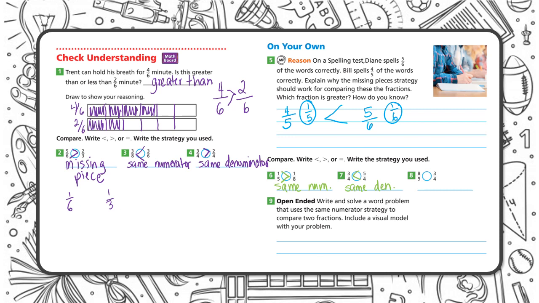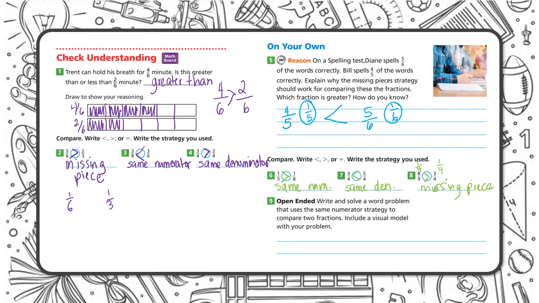And then number 8, 8/9 or 3/4. Well, they don't have the same numerator, they don't have the same denominator, but they are each one piece away from a whole. So our missing piece here is 1/9, and our missing piece here is 1/4. I know that 1/4 is greater than 1/9, so that means that 3/4 has a greater missing piece. It's further away from the one whole. So 8/9 is greater than 3/4. And I used the missing piece strategy.